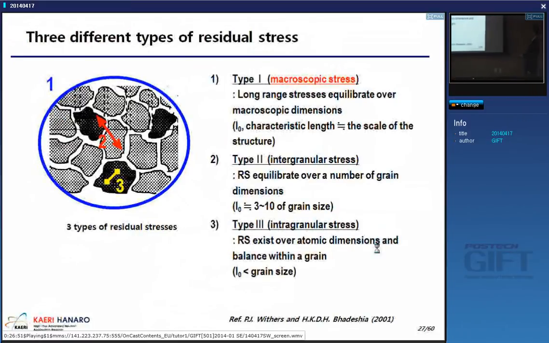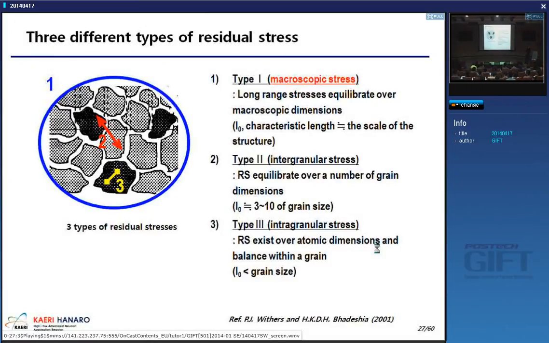So there are three types of residual stress. When the characteristic length is the whole body, like your cell phone, a bridge, or an automobile, a big shape, that is the macroscopic stress, type one. The second one is intergranular stress. This grain and this grain may not match well, so between those two grains there is some contraction or expansion. Another stress type is inside one grain, where the stress distribution may be different. For example, in one place there are a lot of dislocations and in another there are not, so the stress distribution is different.